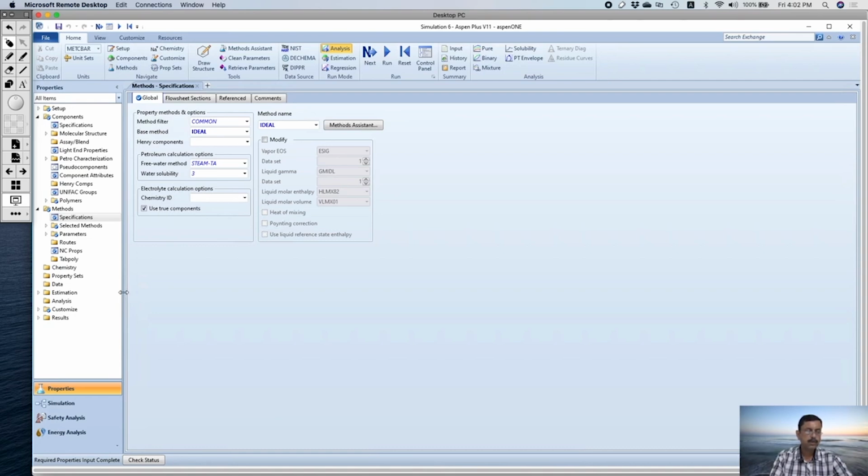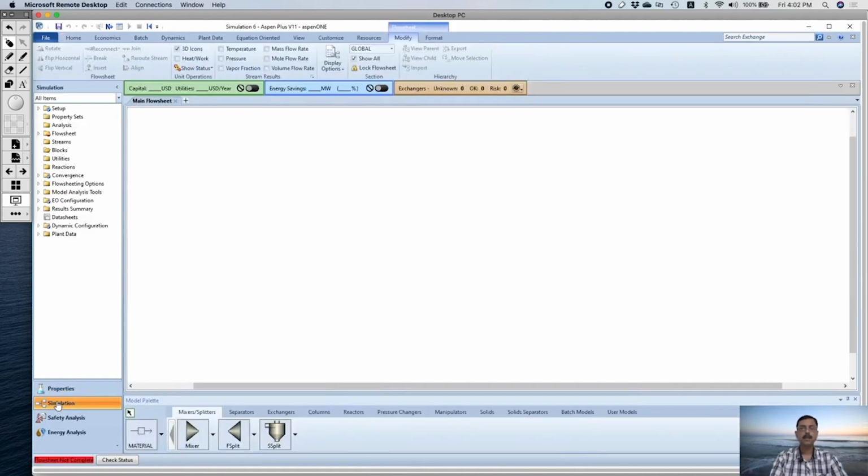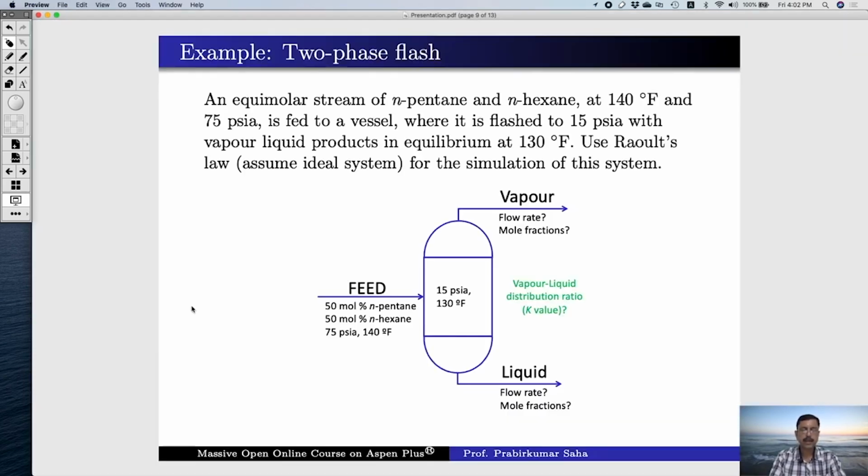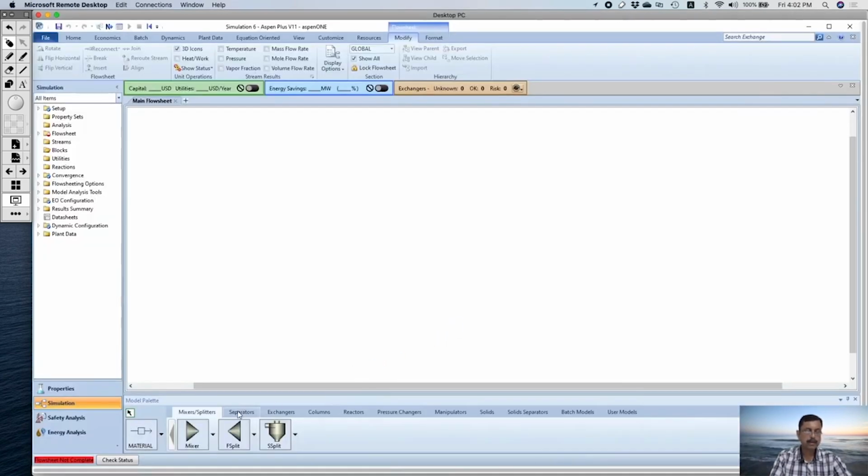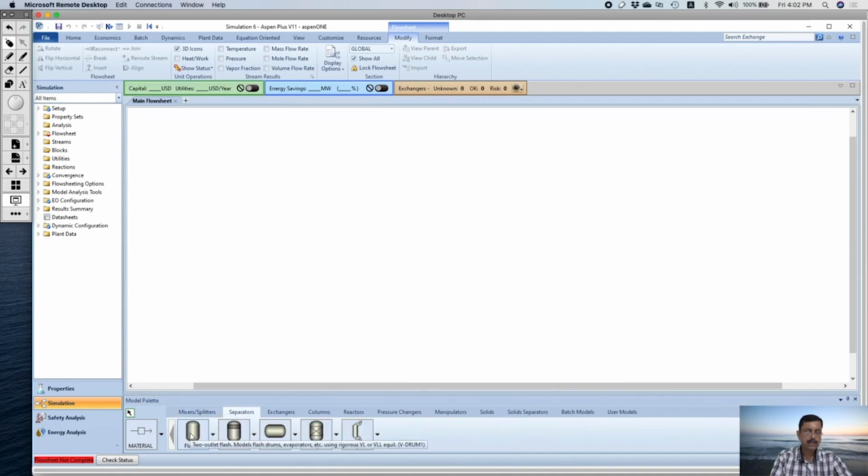Now we have to go to the simulation database. Now in the simulation, we have to build the flow sheet first. Now in the flow sheet, we have a single flash tank. So we have to look for flash. It is available at separator. So this is 2 outlet flash, model flash drums, evaporator, etc., with rigorous vapor liquid or vapor liquid liquid equilibrium. Now our case matches with that. We have 2 outlet flash with vapor liquid equilibrium.